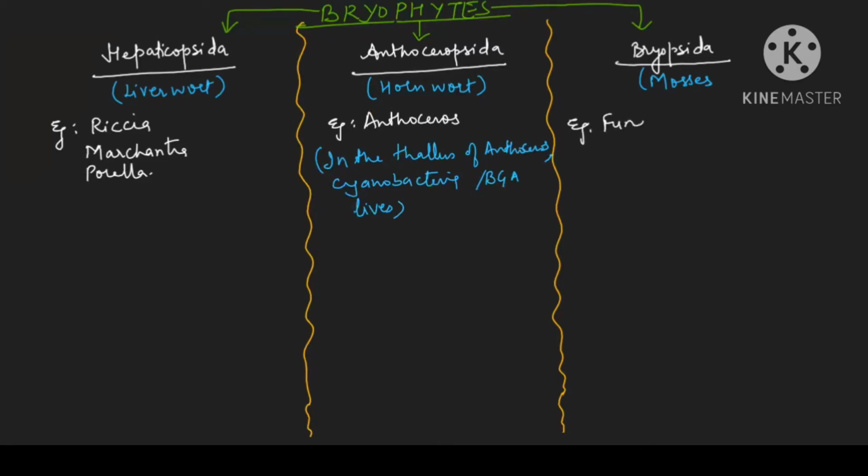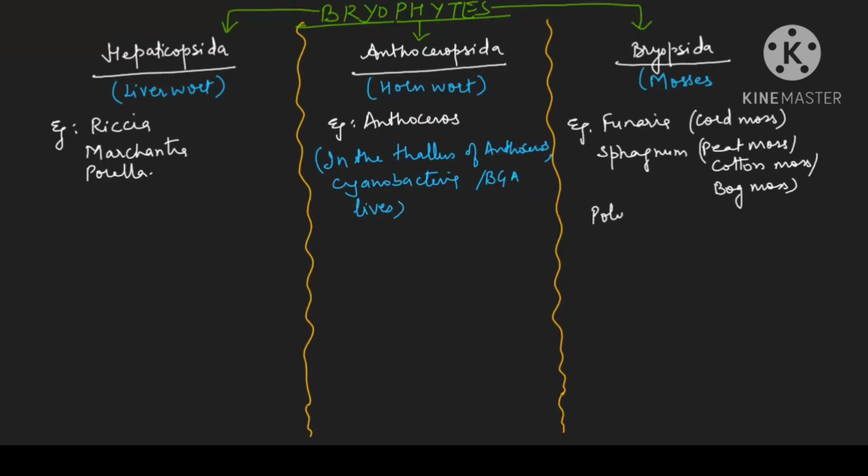Now, examples of Bryopsida. First is Funaria, which is also known as cord moss, diagram based. Sphagnum, again diagram based. It is known as peat moss, also known as cotton moss, also known as bog moss. And the third example you have to remember is Polytrichum, which is also known as hair cap moss.